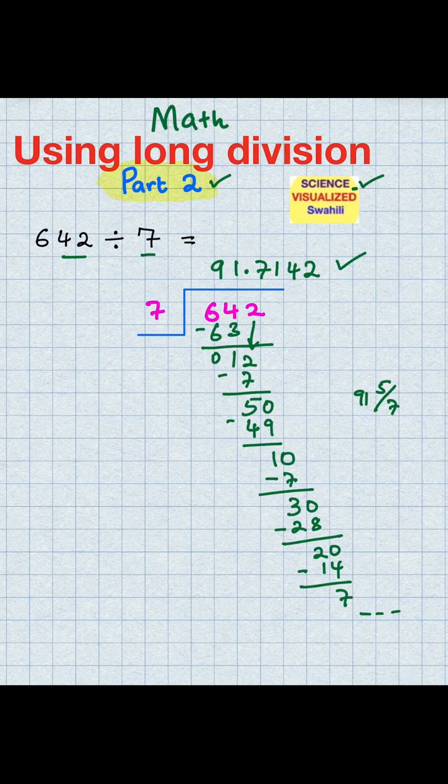So the answer, or the quotient, to that question is going to be 91.7142, depending on how many decimal places you want to carry. So I'll just say 91.71. 91.71 will be the quotient, or the answer, to that problem.